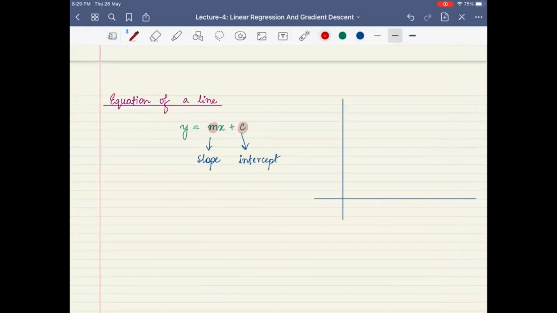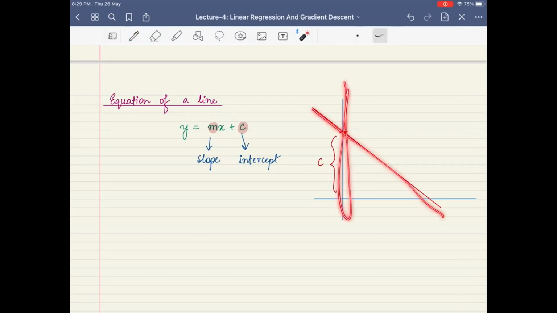Suppose you have your x-axis and y-axis, and suppose this is your line, the line that you care about. First let's see what c is. C is the intercept. This distance is c. Wherever the line cuts the y-axis, that value is called your intercept. This is your c.